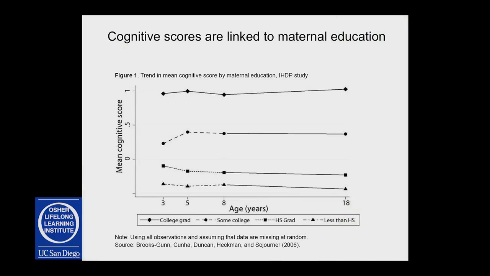Here are cognitive scores, how they're linked to maternal education, all right? And this is by age of the child. And here's the point. The score at the top is the children of a mother who's a college graduate. The next one is children of a mother who has some college, but not a four-year college degree. Down below is children whose mothers have a high school degree, but nothing more, and below that, less than high school, okay? So the children's cognitive performance is really related to the mother's education.